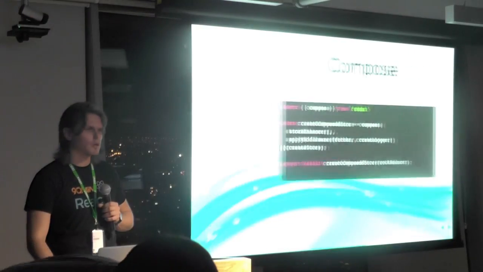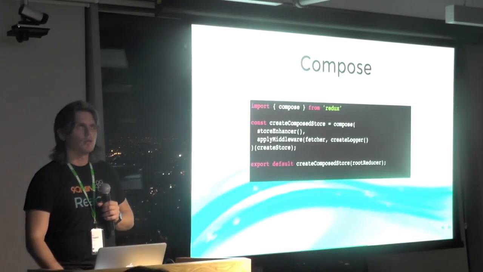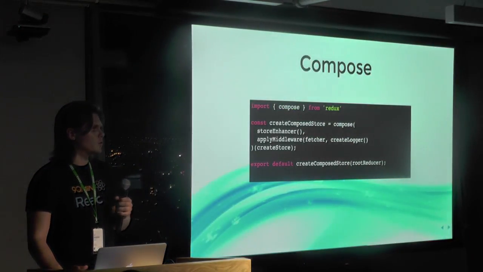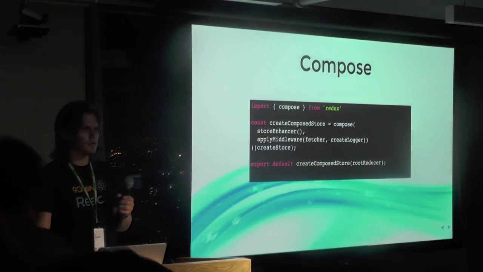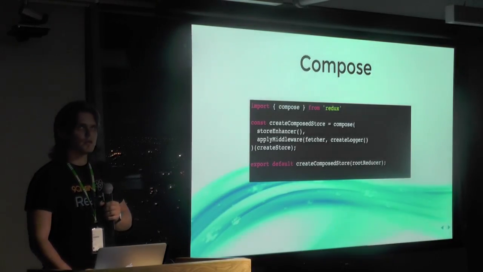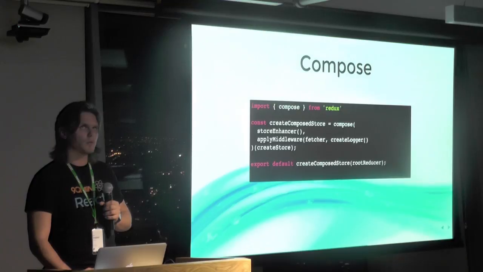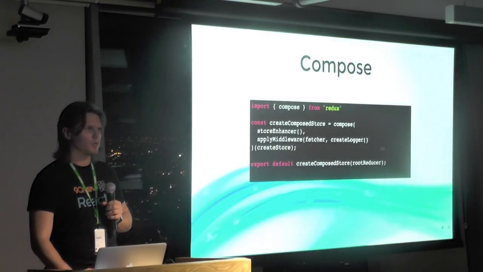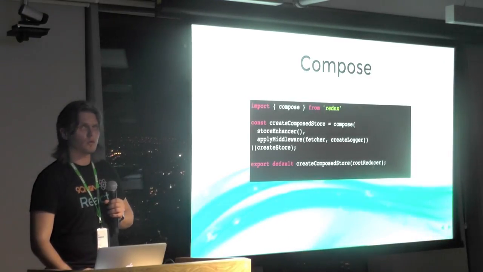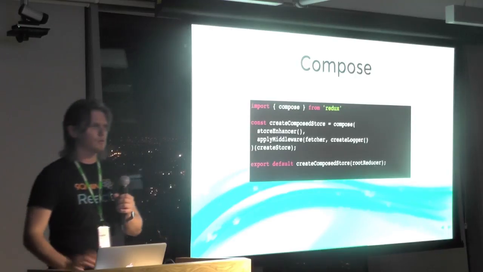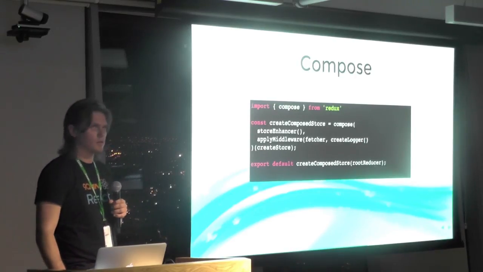Basically, we created middleware, we created a store enhancer, but we want to compose all of them inside one single store. That's how it's done. There is a compose function inside Redux, which you pass the store enhancer and applyMiddleware with all the middleware chain we want to apply. As a result, I will get createComposeStore, and when I pass the root reducer to it, I will get my single store.